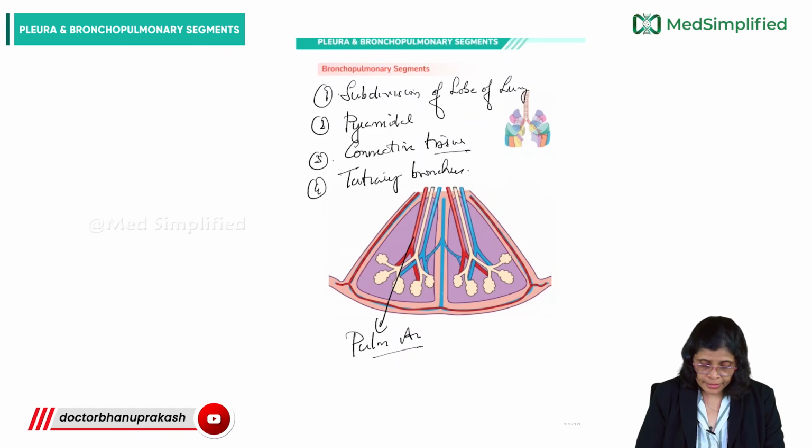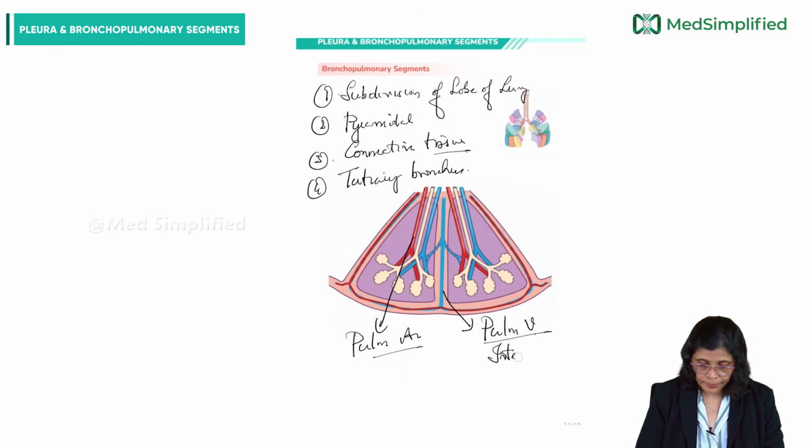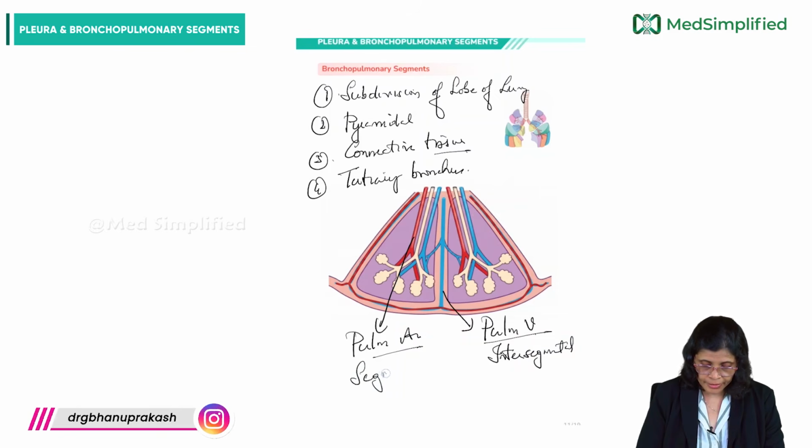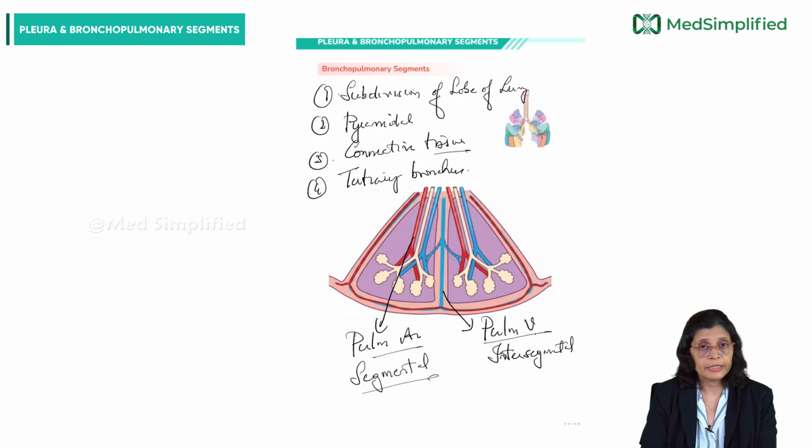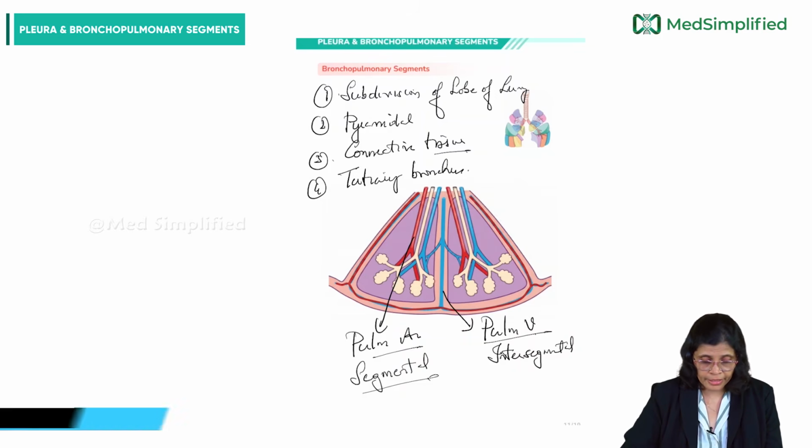And if we see, the pulmonary veins are intersegmental. Pulmonary veins lie between the segments, whereas the pulmonary artery is segmental. And surgically it is resectable. So each segment can be removed separately without affecting the other parts of the lung.